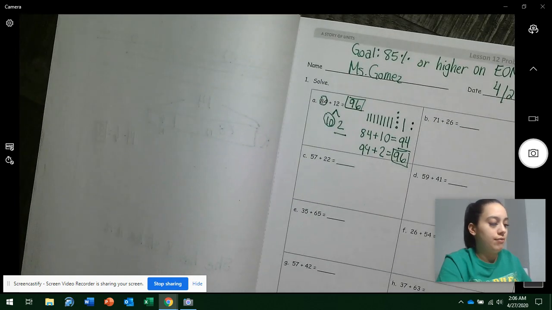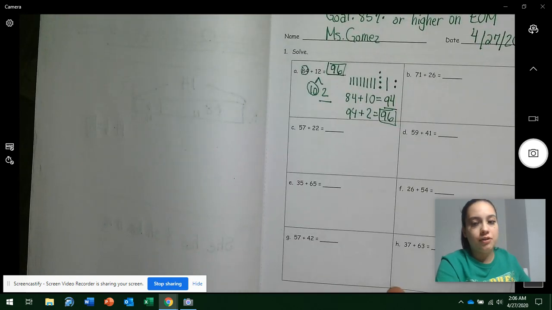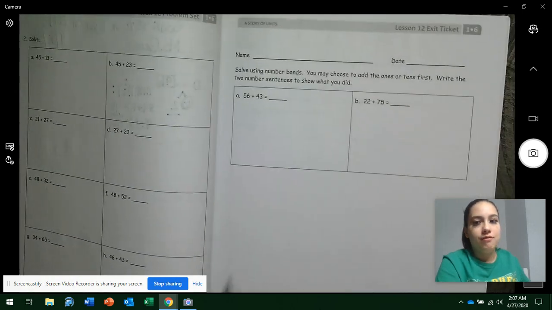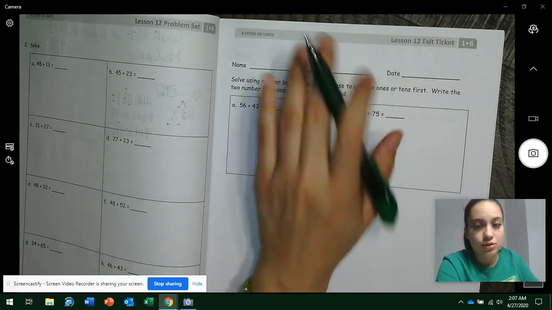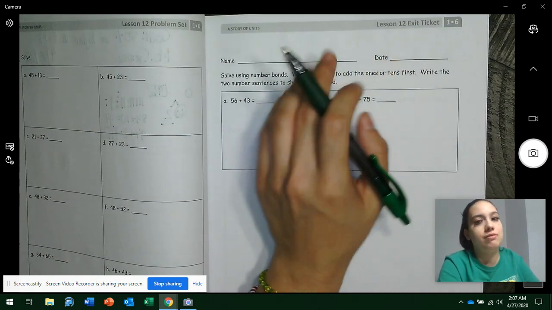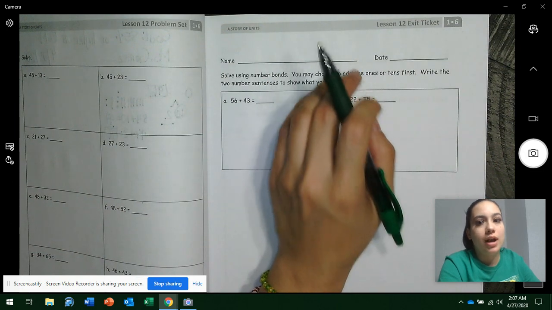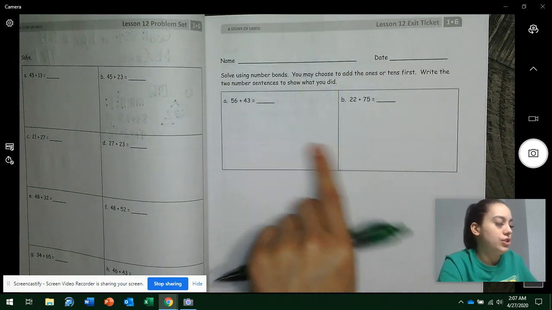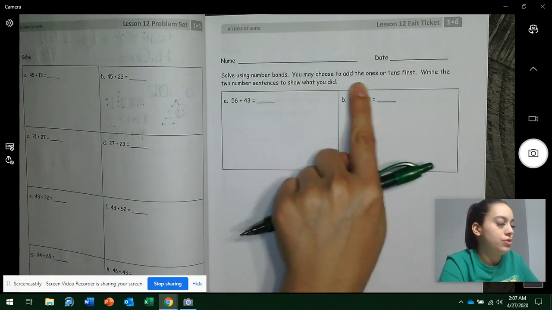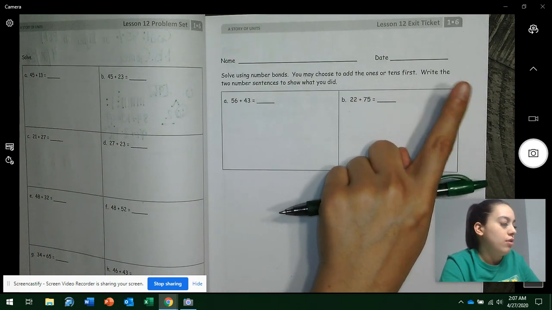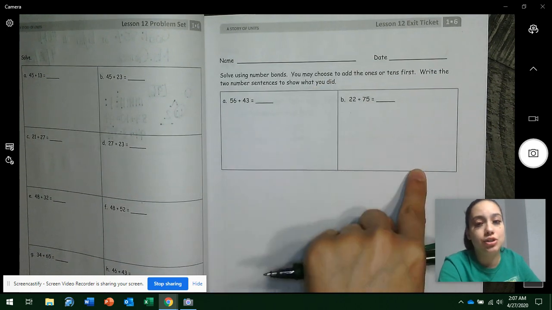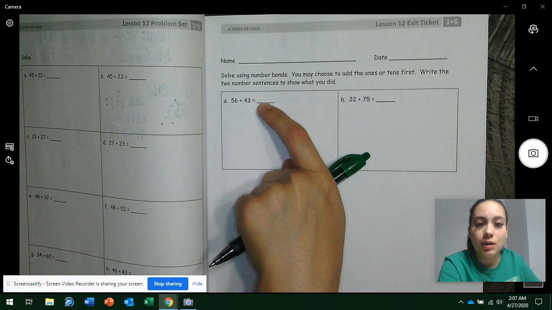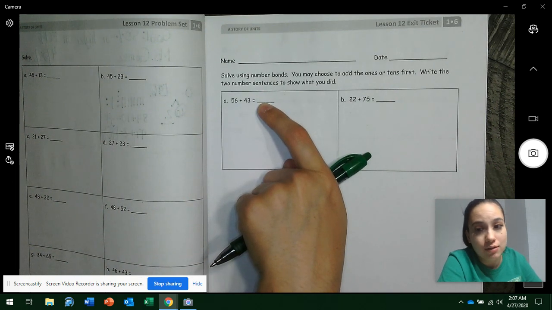So you're going to do the same for all of number 1, all of the front page and the back page. And then for your exit ticket, make sure that you also write name, date, and goal. Please do not forget, boys and girls, it's very important that we always write our heading. And you're just going to do the same. Solve using number bonds. You may choose to add the ones or tens first. Write the 2 number sentences to show what you did. That means I want to see your work shown. I do not just want to see an answer here, because that doesn't show me how you worked it out. That doesn't tell me where you got your answer from.